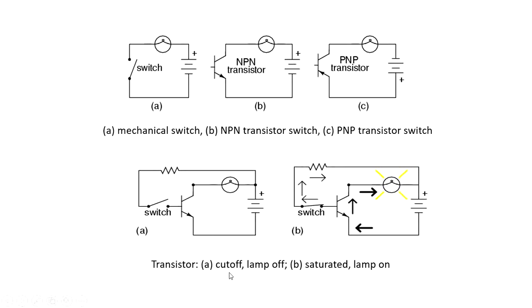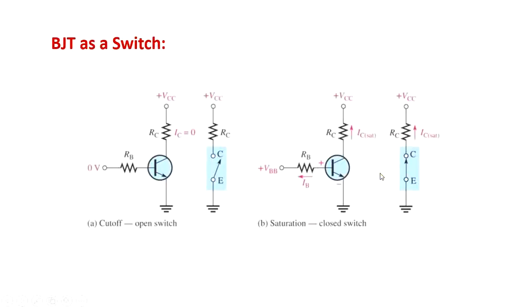Similarly, see this transistor in cutoff region. When you are not supplying anything to the base, this base emitter junction is not forward biased, so it will not work. So this is in cutoff region, like an open switch. Now when you provide input to the base, it will work and it will saturate, and then this bulb will glow. So you can see we have connected a BJT here.